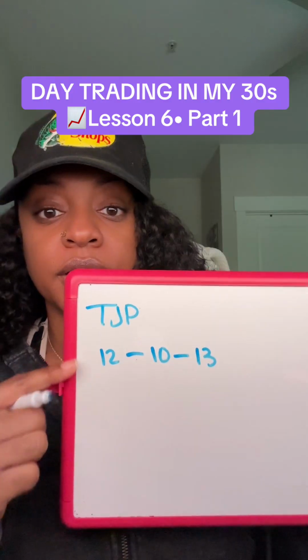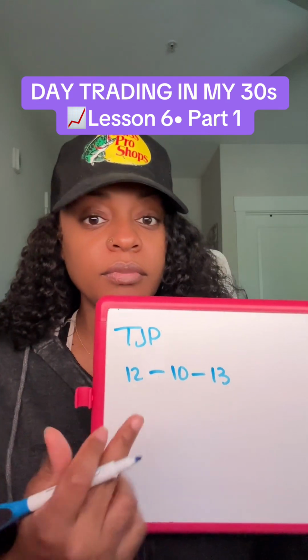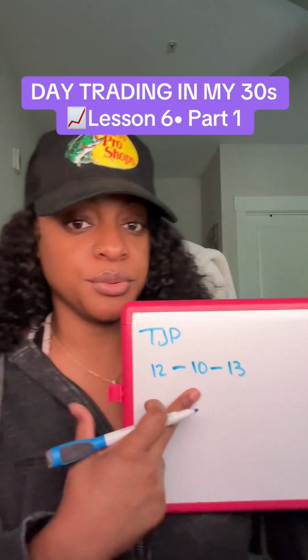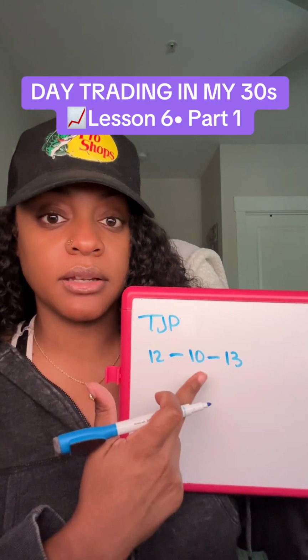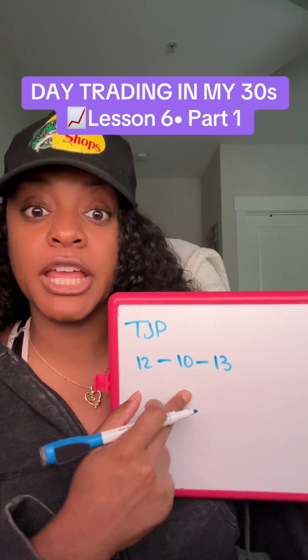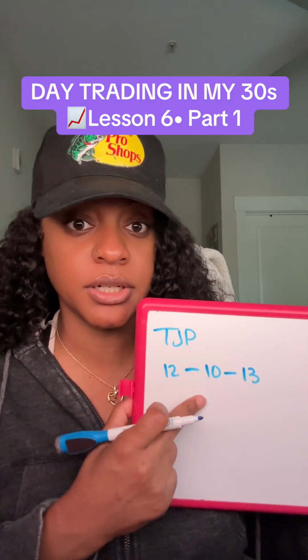TJP is trending here. It goes from 12 to 10 to 13. So right here in this area of 10, what is it doing? It goes down to 10 from 12, and then reacts here at 10 around this area and then starts shooting in the opposite direction.